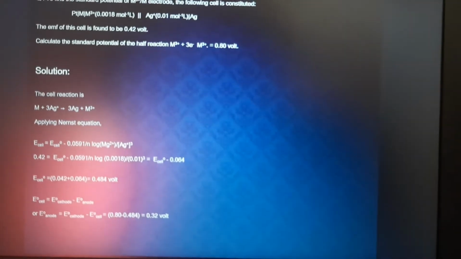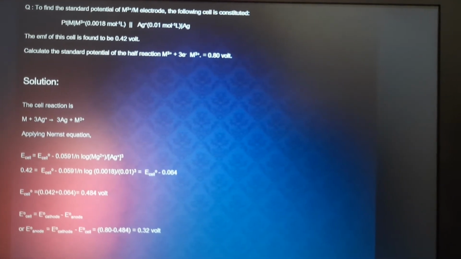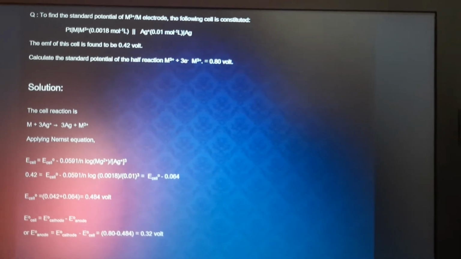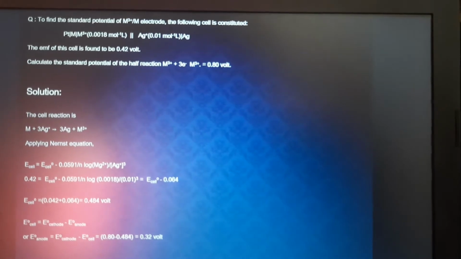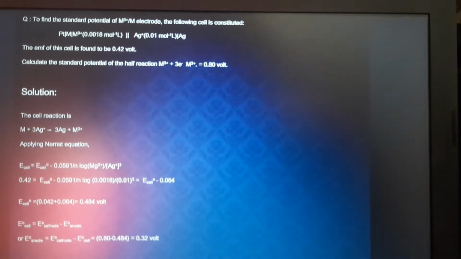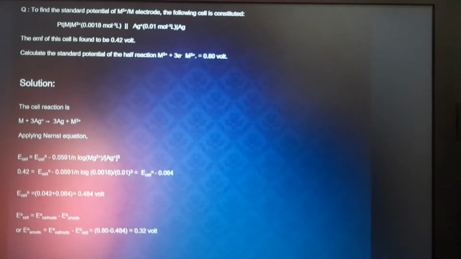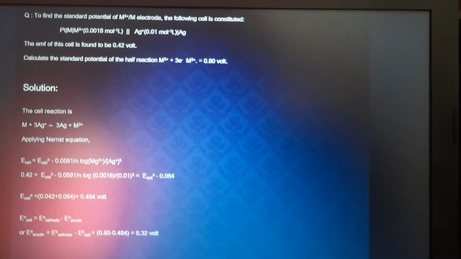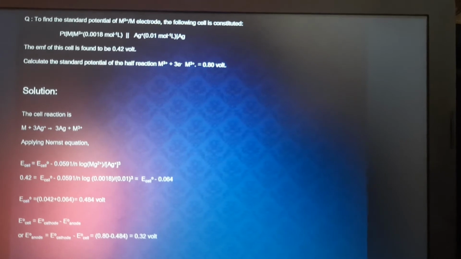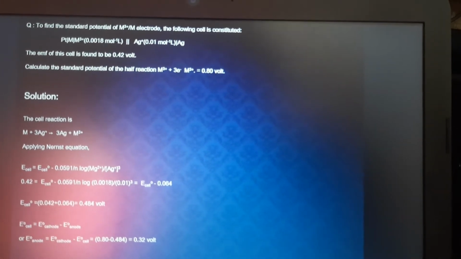First of all, please take a look at the question again. To answer this type of mathematical problems, you have to first of all write the complete cell reaction. That means total anode half cell and cathode half cell reactions should be written together to write a complete cell reaction. So by cell reaction you will get the value of n, otherwise you cannot get the value of n. So the cell reaction is mandatory for this type of mathematical problems.